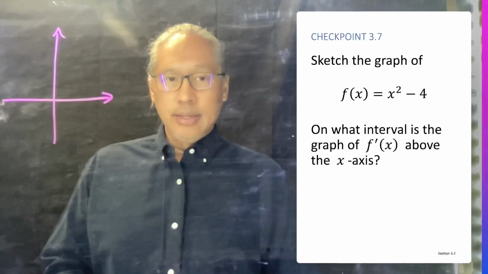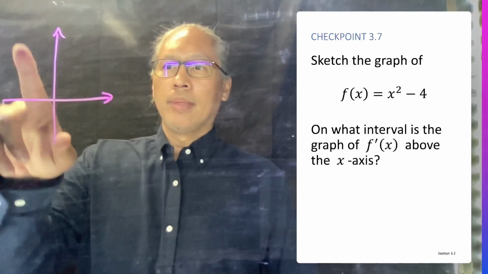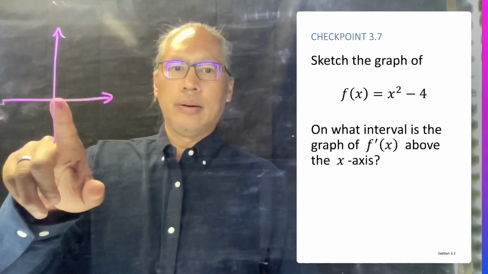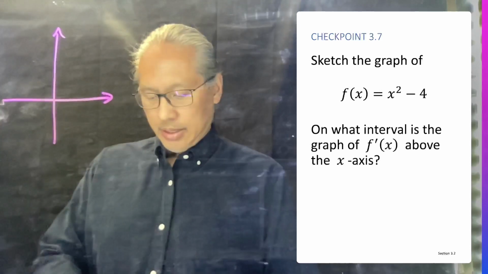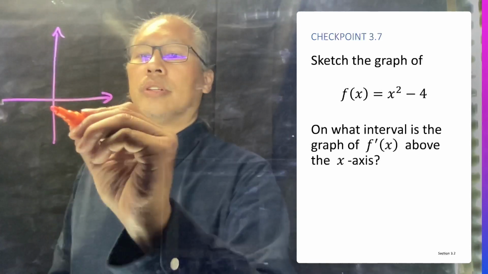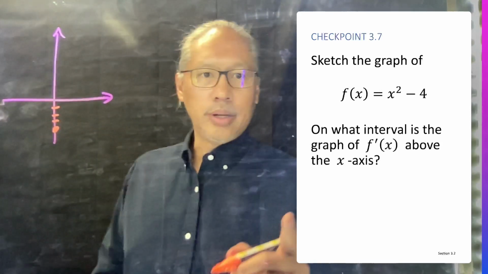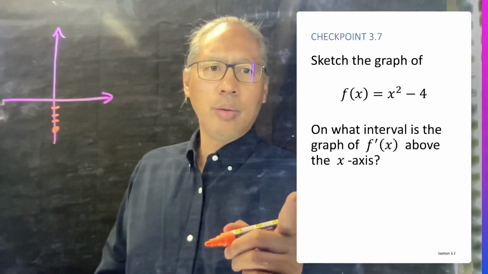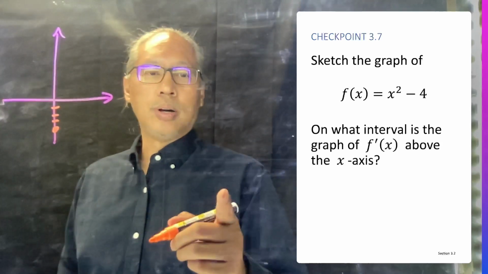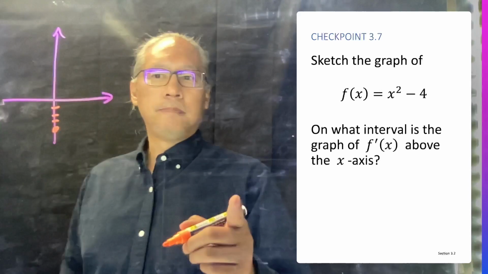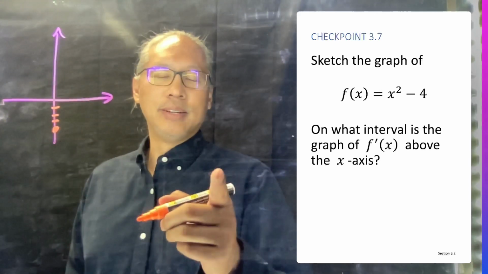X squared is a parabola that would be going in above or right at the origin, but then we're going to drop down 4 units. So let's take this down 4 units, 1, 2, 3, 4. And then when x is equal to 1, we have 1 squared, which is going to be 1. And then actually I was more concerned about when 0.